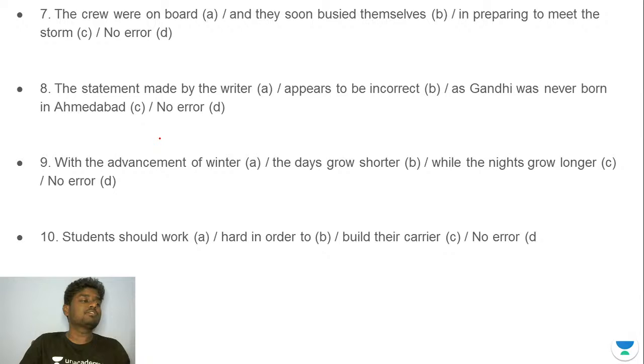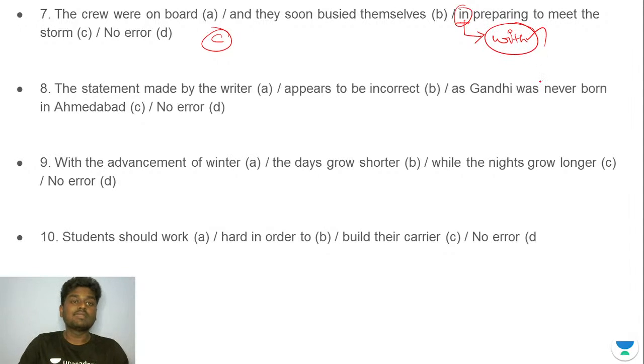That is, the crew were on board and they soon busied themselves in preparing to meet. So whether the preposition is being rightly placed? No. I would say the error is with part C, where the preposition in should be replaced by with. That is, the crew were on board and they soon busied themselves with preparing to meet the storm. Okay? Fine. So the correct preposition is with, not in.